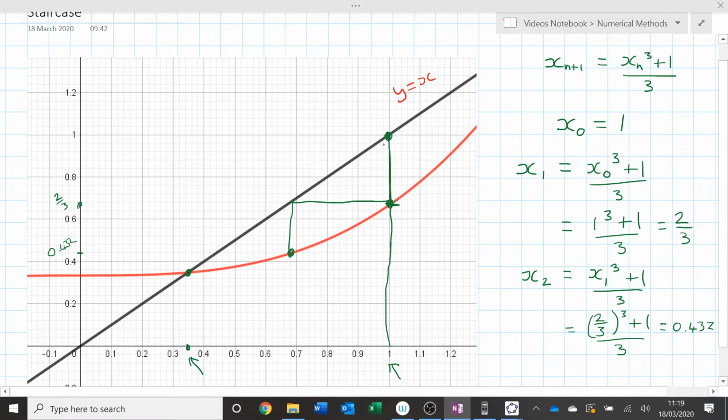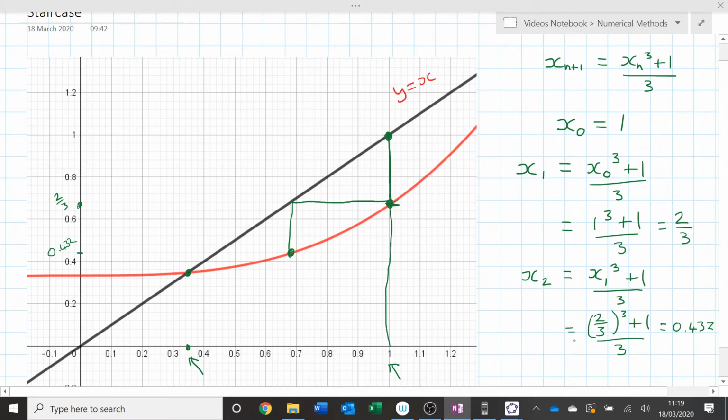So I've kind of started drawing a staircase where I'm going up to the curve, along to y equals x, and bouncing off it back to the curve. And what that does is it takes the y values, puts them back in at x, gets a y value, puts it back in as x, gets a y value, puts it back in at x. That's the effect of bouncing off y equals x. But essentially, I've started from the point and I'm bouncing between the curve and y equals x.